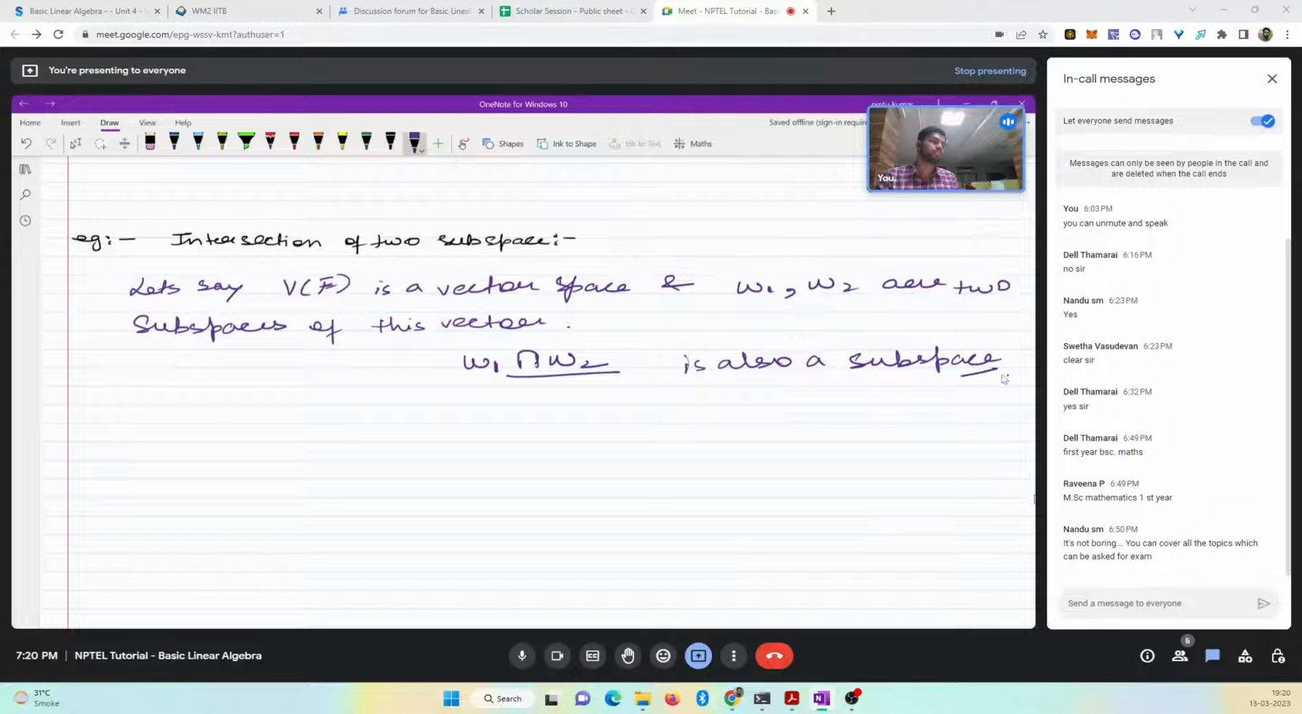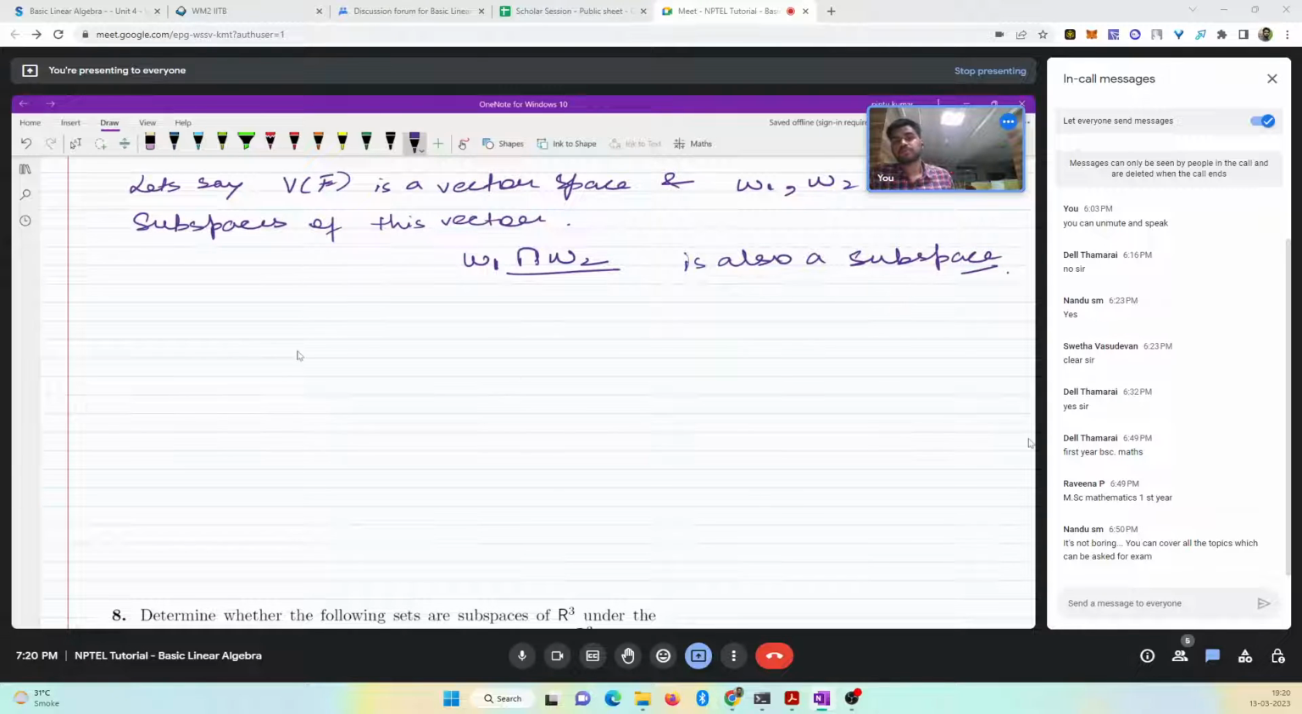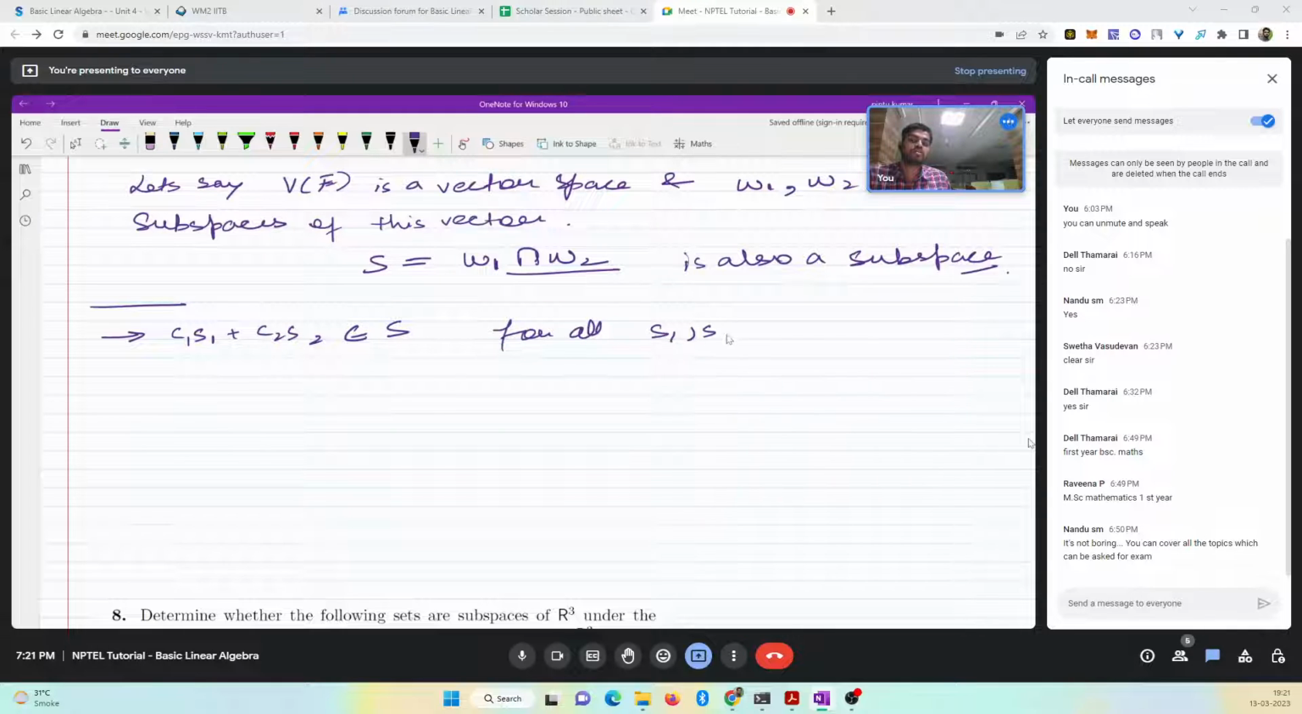Right? This is what we want to check. In order to check that, let's denote this set by S. If I have C1 S1 plus C2 S2, this should also belong to S for all S1, S2 in S and C1, C2 in the field. This should be satisfied. Let's see how we can do it.